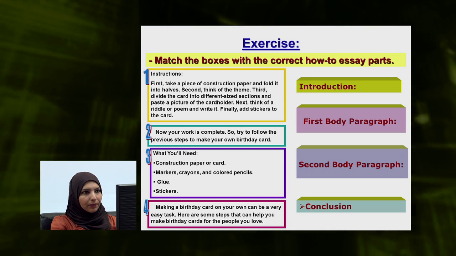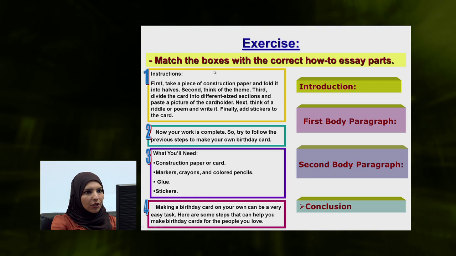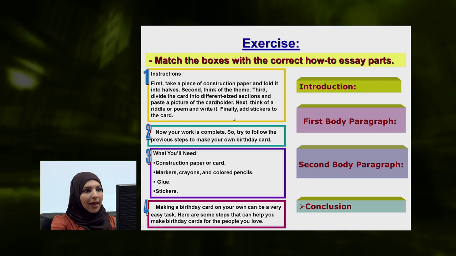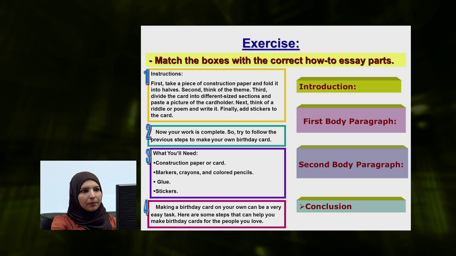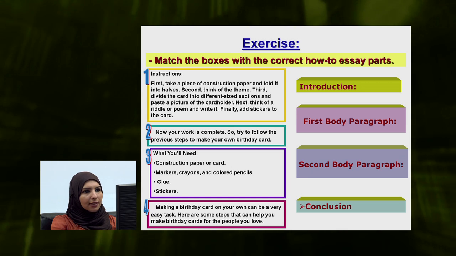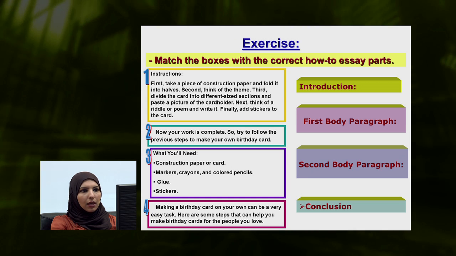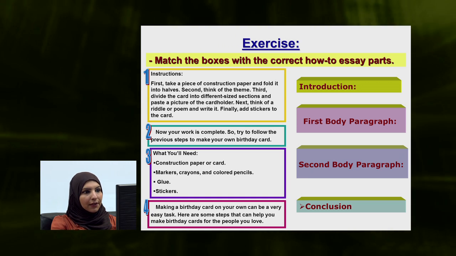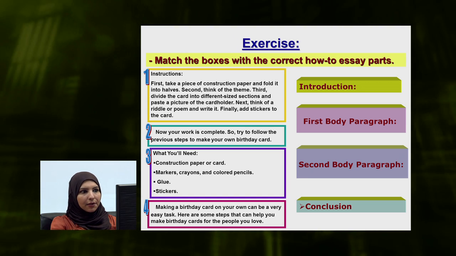Box number 1, instructions. First, take a piece of construction paper and fold it into halves. Second, think of the theme. Third, divide the card into different sized sections and paste a picture of the card holder. Next, think of a riddle or poem and write it. Finally, add stickers to the card.